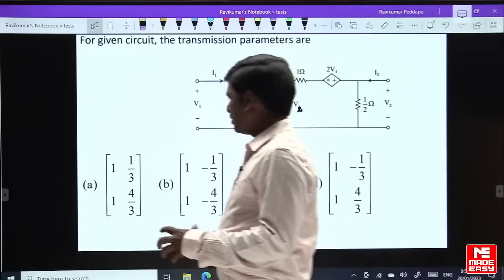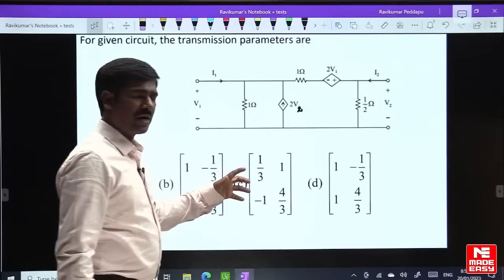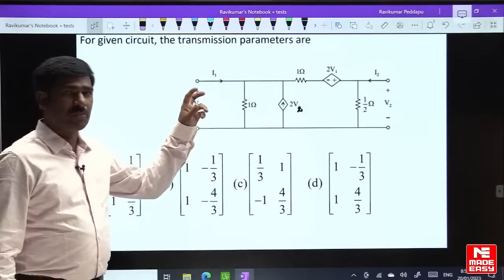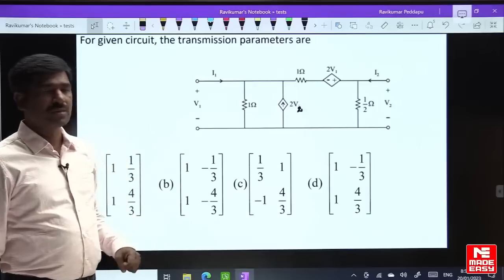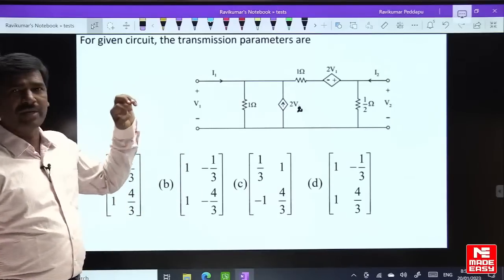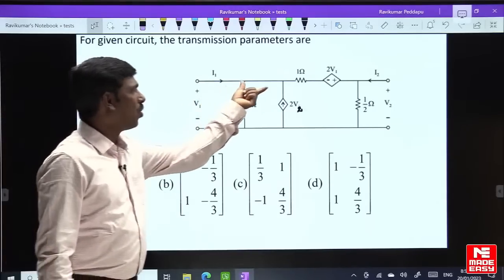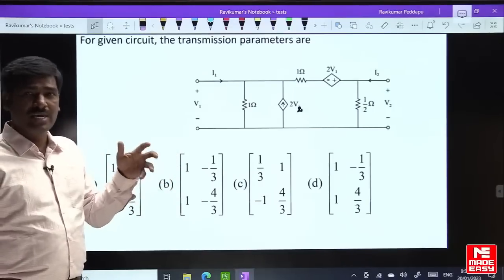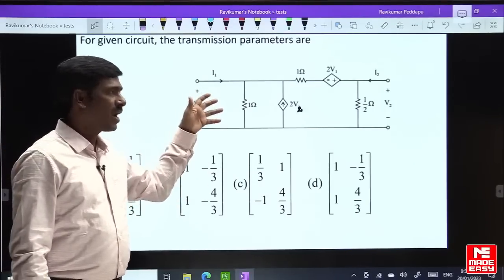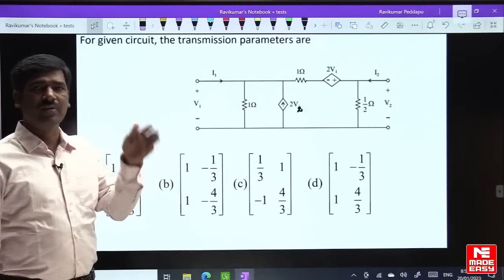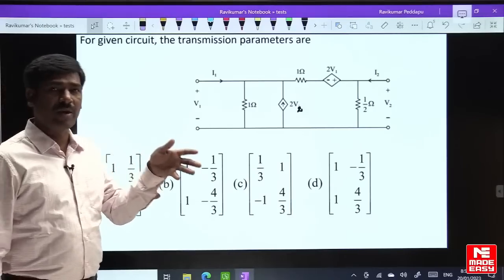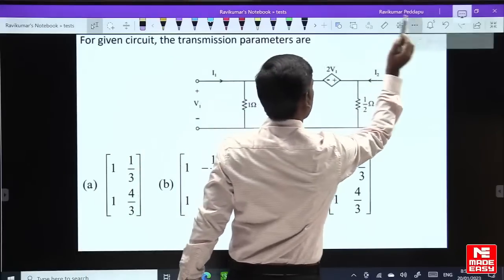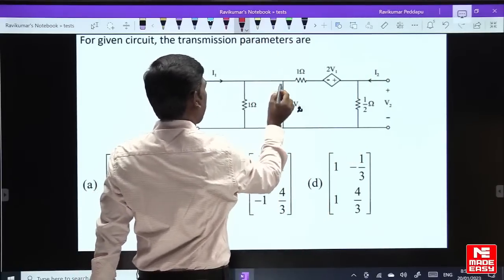Look here now. First, don't find out the transmission parameters directly. After seeing this circuit, you should know which parameters are suitable for it. This is suitable for Y parameters. Why? Because this is node 1 and node 2, and KCL is simple for a parallel circuit. I1 is equal to what? Y parameters. So find out Y parameters first for this network. We don't need ABCD parameters, we take Y parameters.